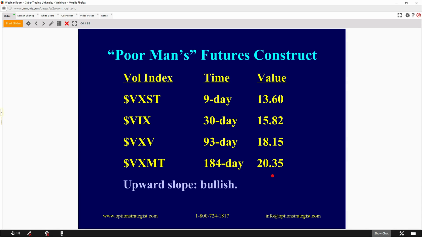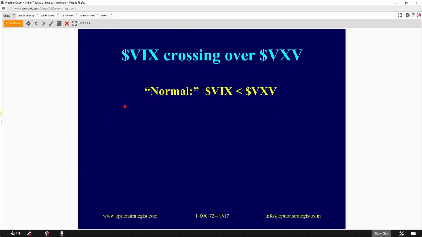But again, the upward slope here of the values is bullish. So the construct of these things is bullish. The futures are trading at premiums. The term structures are sloping upwards. That's bullish for stocks. So the volatility complex has been routinely bullish ever since the February lows and remains bullish.